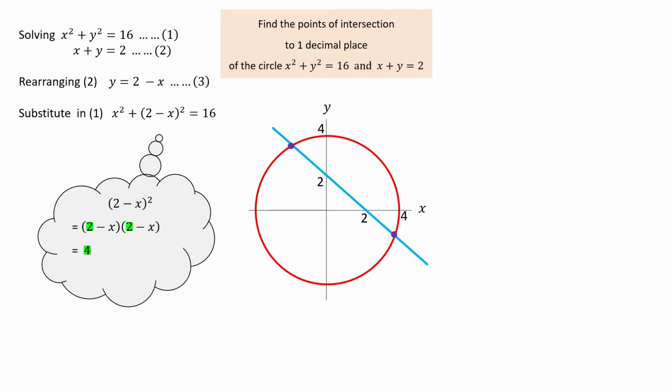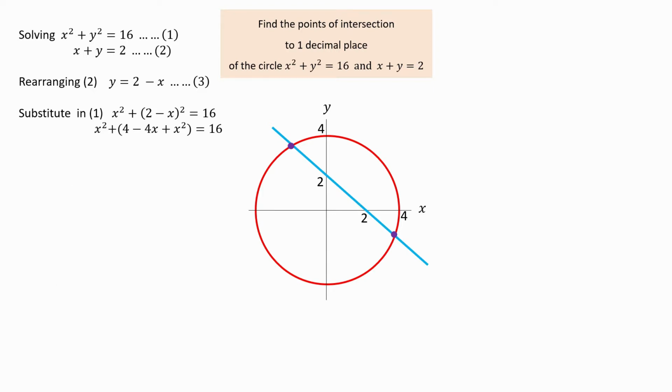To remove the brackets, multiply the first terms in each bracket to obtain 4. Multiply the last terms to obtain plus x squared. Multiply the first and last terms to obtain minus 2x, and the 2 middle terms to obtain minus 2x. Then simplify by adding the 2 terms in x.